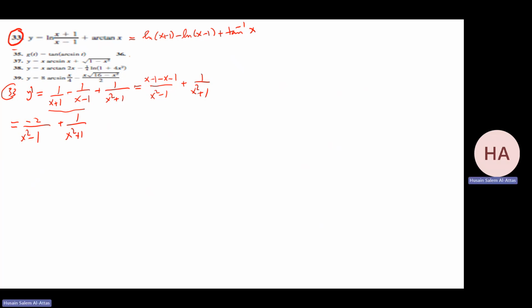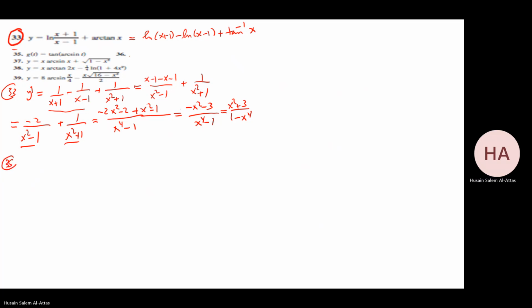Now simplify more. That will be over x to the power 4 minus 1, multiply this by this, and I have minus 2x squared minus 2 plus x squared minus 1. So that will be minus x squared minus 3 over x to the power 4 minus 1, which I can rewrite as x squared plus 3 over 1 minus x to the power 4, like multiplying by minus.